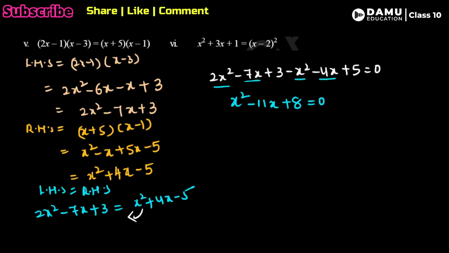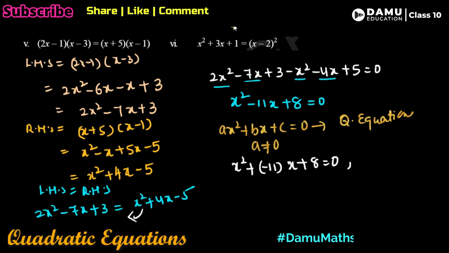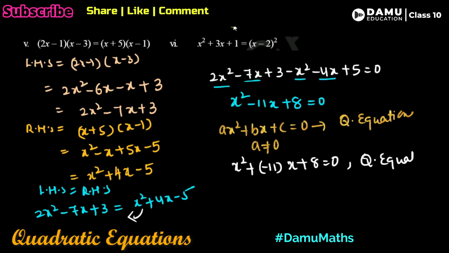Let's compare and write the expression: ax square plus bx plus c equal to 0 is a quadratic equation. Based on this, a should not be equal to 0, so there should be a square term. So here x square minus 11x plus 8 equal to 0. Yes, it is a quadratic equation. So the fifth one is a quadratic equation.